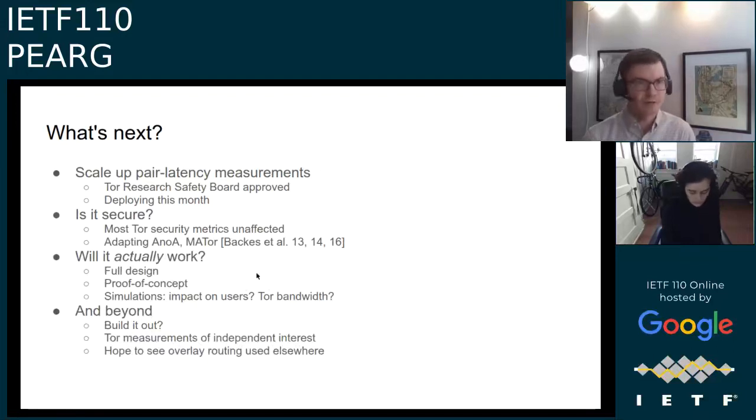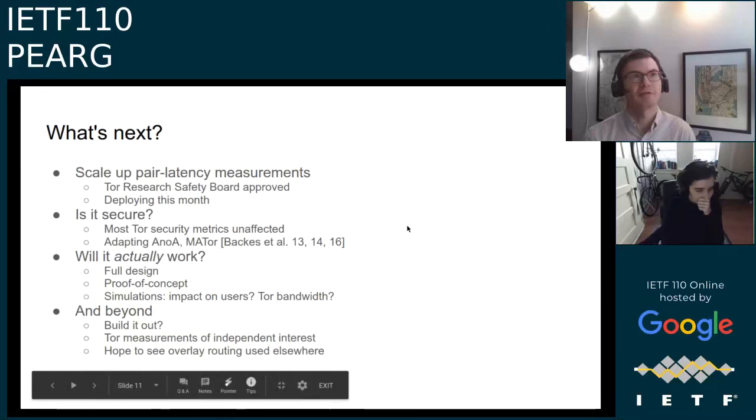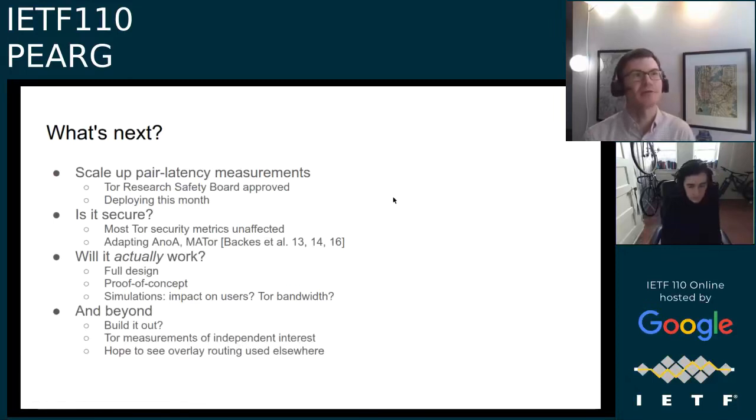And then in the future, perhaps this will be very promising and we would actually want to build this out in the Tor network. In any case, I think this is of independent interest for a couple of reasons. These Tor network latency measurements feel like a useful data set for worrying about Tor de-anonymization. And finally, we hope that this generates some interest in using overlay routing techniques in other decentralized systems.